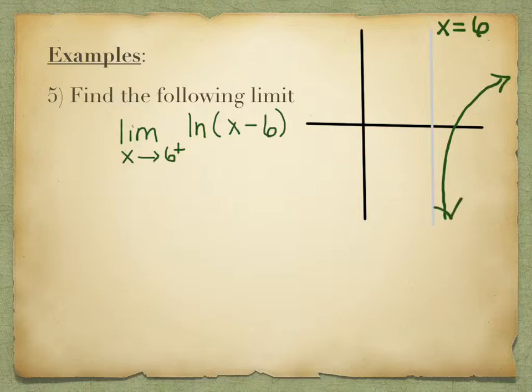So if we're approaching 6 from the right-hand side, it means that we're tracing along our graph going this direction, because we're going from the right-hand side, and again that means that we are then plummeting. So our limit in this particular case is negative infinity, because we're going downward forever.